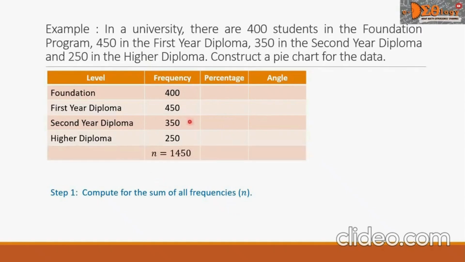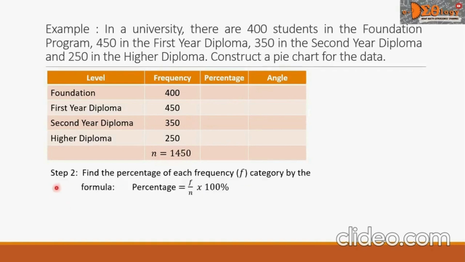Taking the summation of this column, we will have n equals 1450. Step 2. Find the percentage of each frequency category by the formula percentage equals f over n times 100%. Let's start with our first blank here.